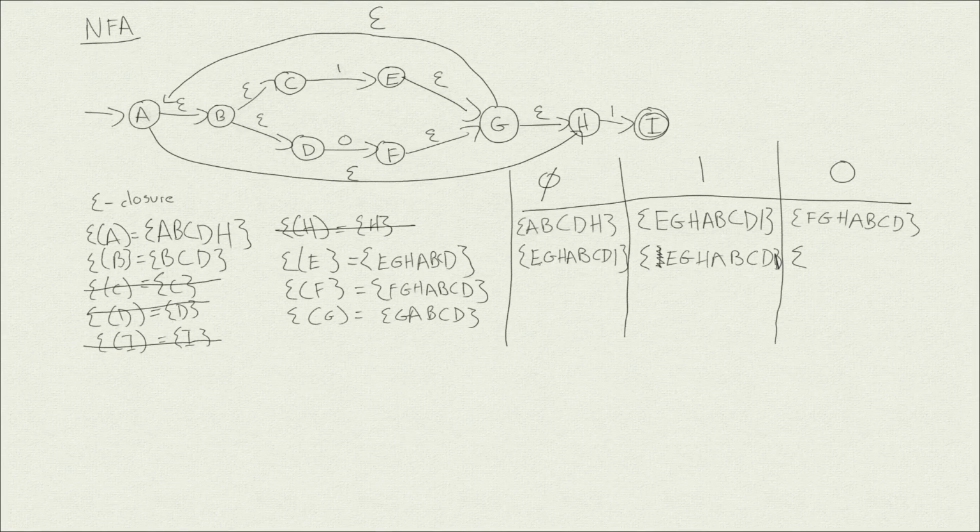Now, this state can go to, with 0. So we already calculated that E can't go anywhere, G can't go anywhere, H can't go anywhere with 0. A can't, B can't, C can't, I can't, D can. And as we know, D with 0 is F, G, H, A, B, C, D.